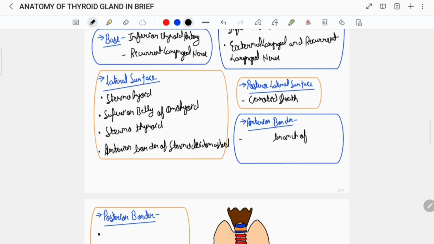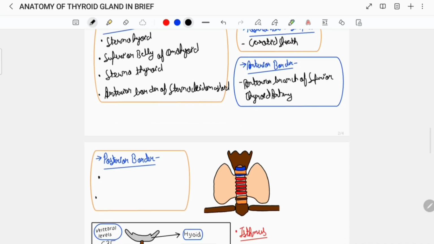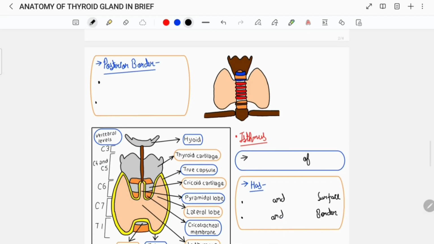the anterior border is related to the anterior branch of the superior thyroid artery and the posterior border is related to the inferior thyroid artery, and the parathyroid gland.